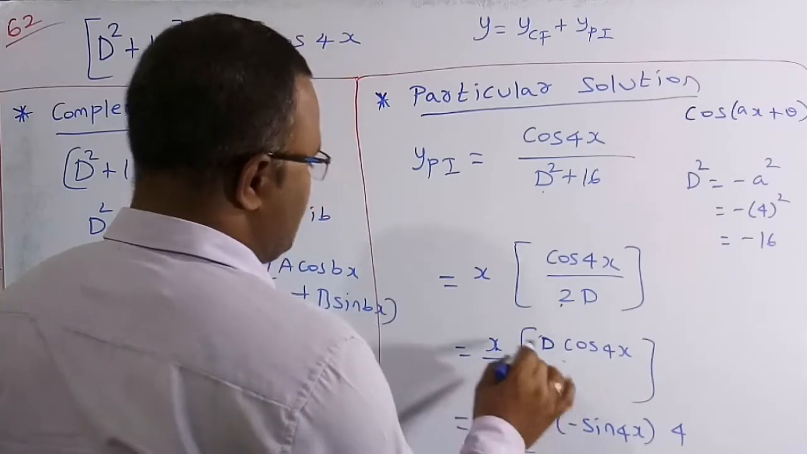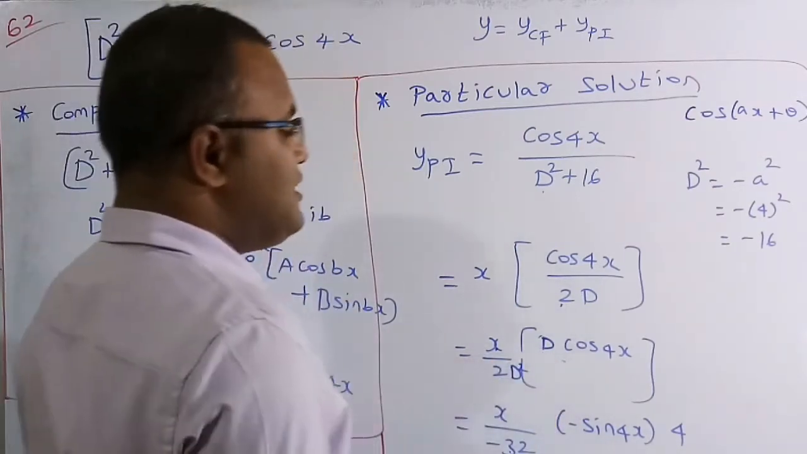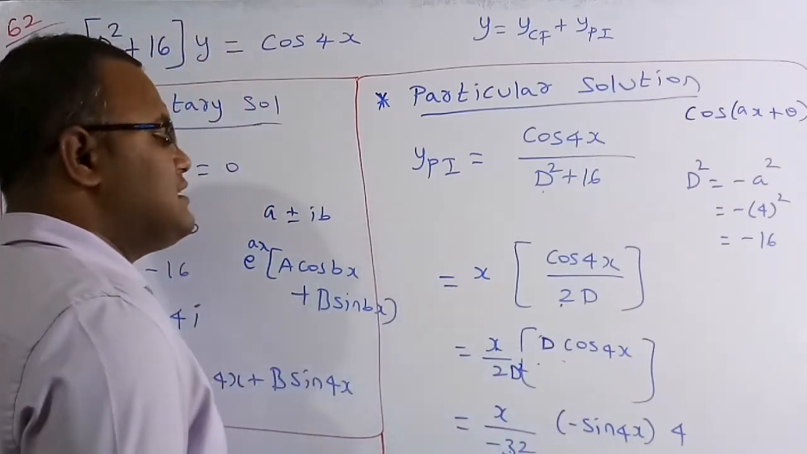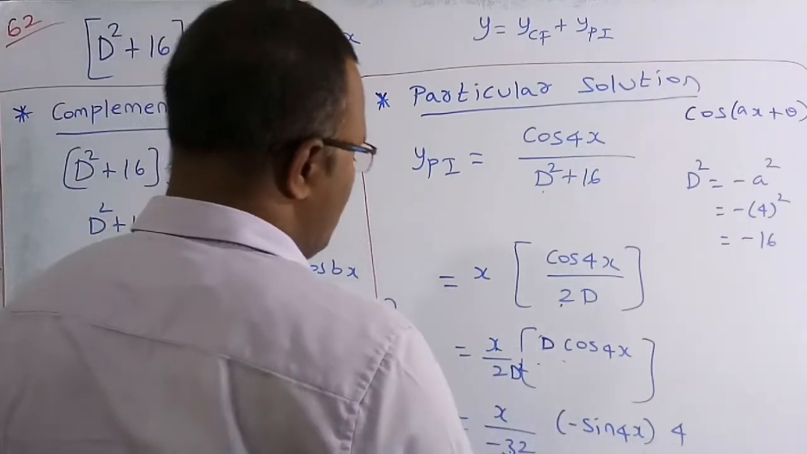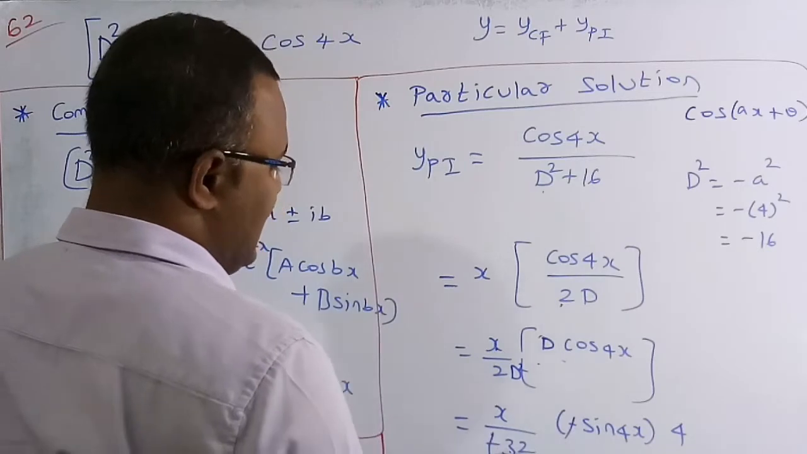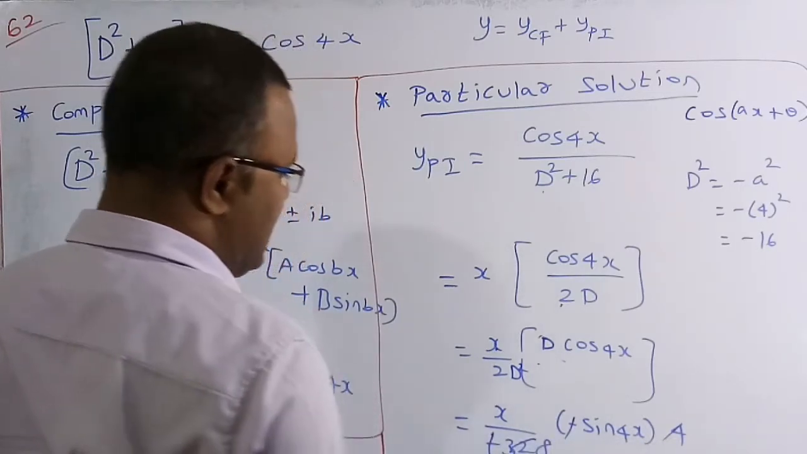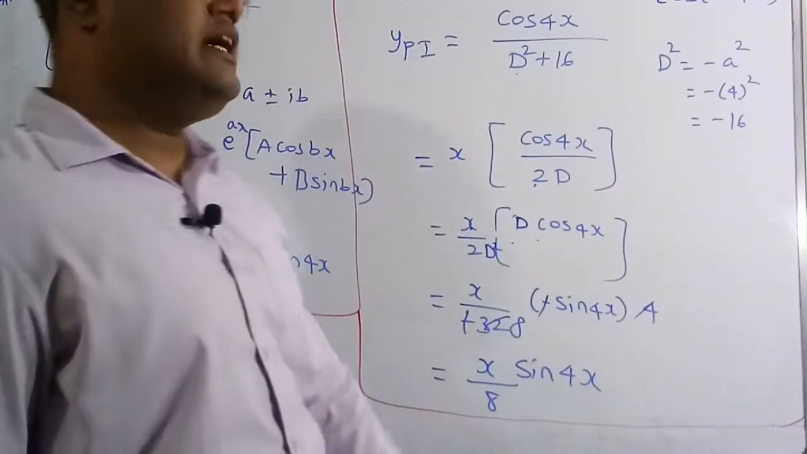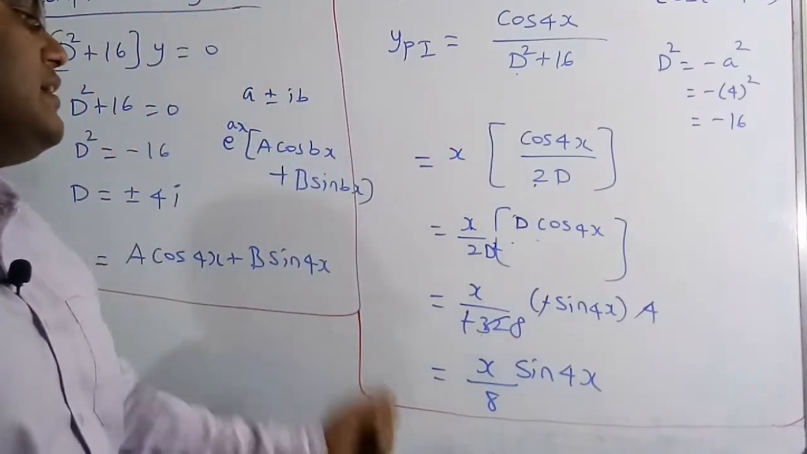D into D square. Now D is called a derivative. So the derivative of cos 4x is nothing but minus sin 4x into 4. So minus minus cancels, and 4 ones are 4, 8s are 8. So finally you are going to get x by 8 into sin 4x. So this is the particular solution.